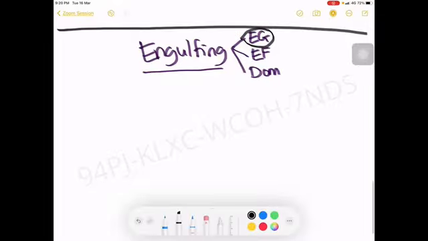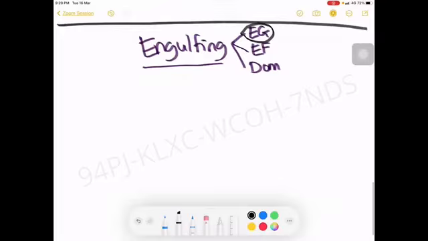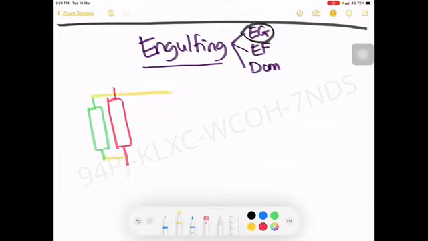Let's say you have a bullish candlestick and then you have a bearish candlestick. To mark the candlestick that is being consumed, which is this one, this is where you start to mark. So this is called sell engulfing.